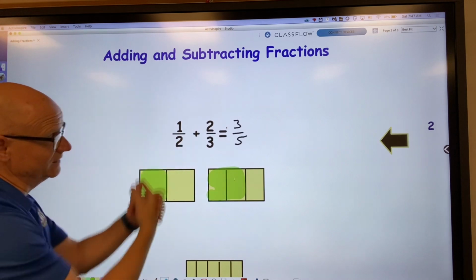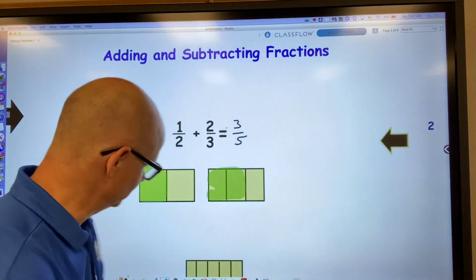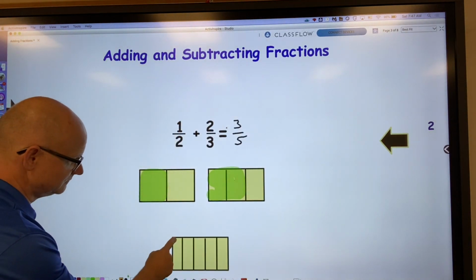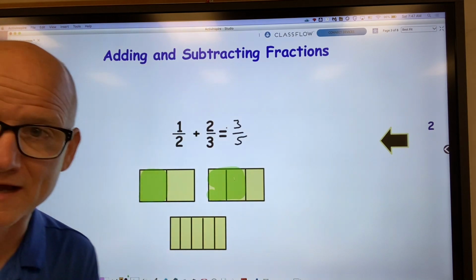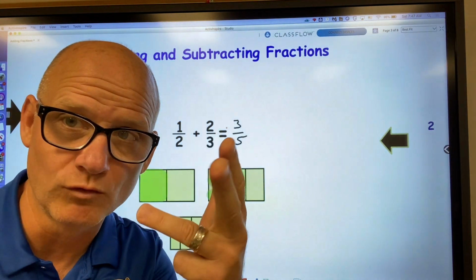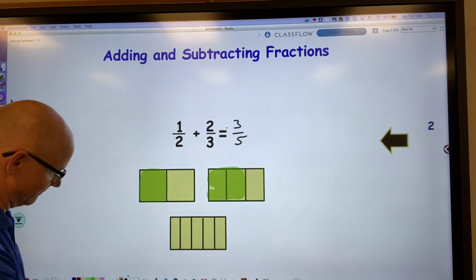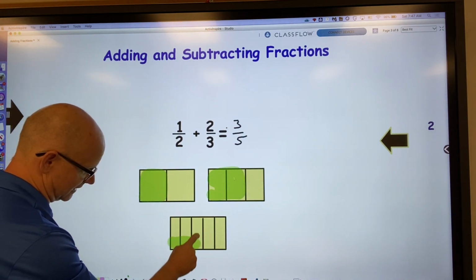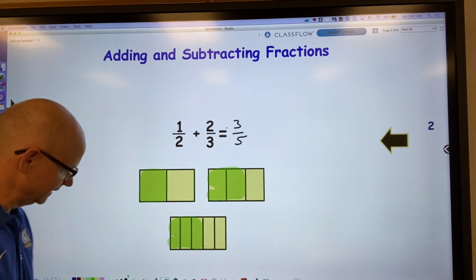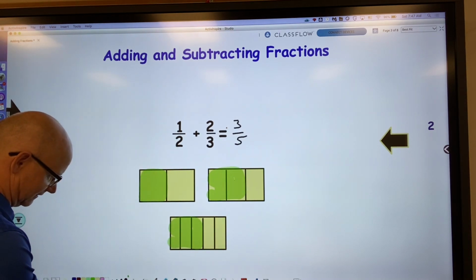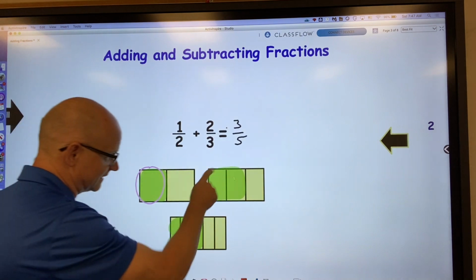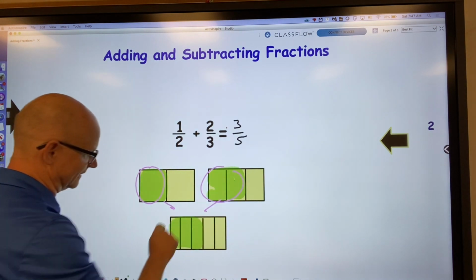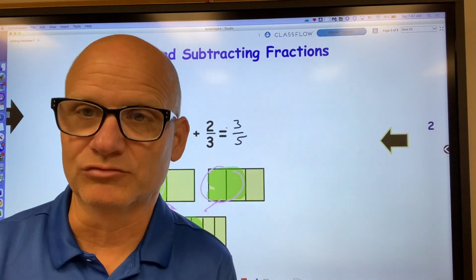However, 3/5 is less than one whole, because right here is another whole block divided into 1, 2, 3, 4, 5 parts. If I shaded 3 of those 5, it would look like about that, which clearly does not look like these two amounts combined. If you combine them, it's going to be more than that 3/5.